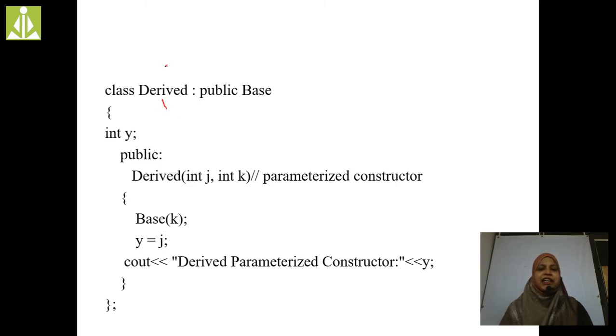Here, in public mode, I am deriving the derived class. This is the derived class. In public mode we are deriving the derived class. Here also I am using one data member, int y, public.